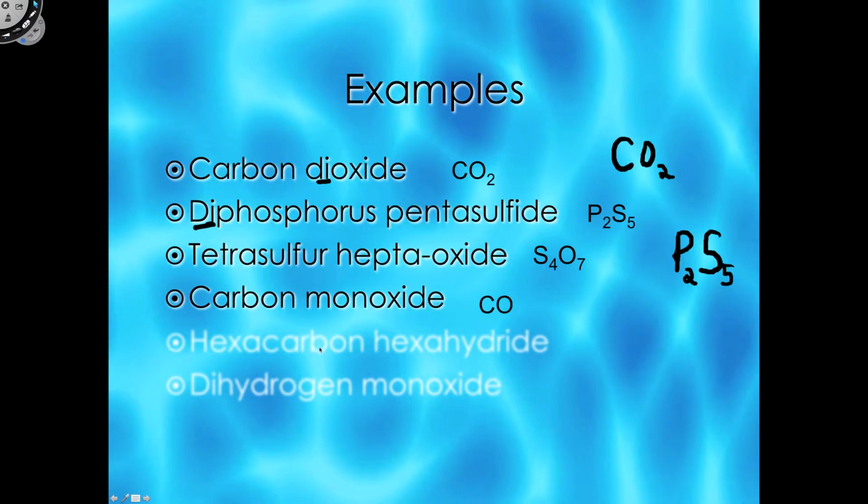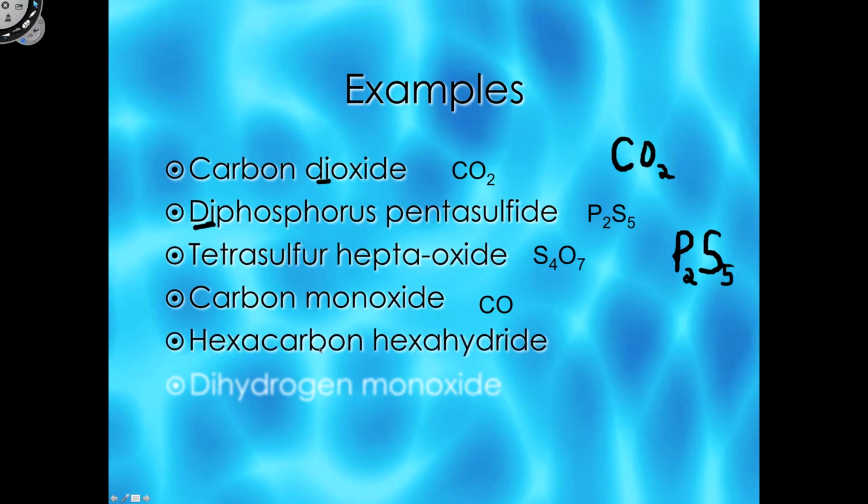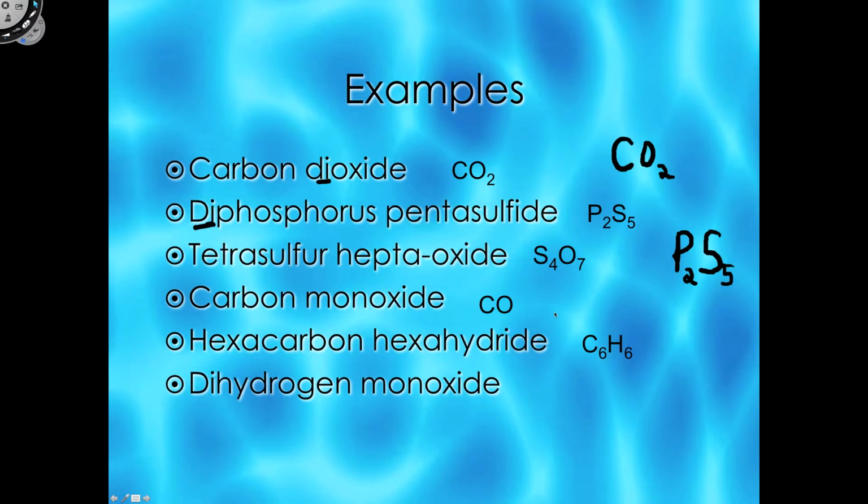So we have CO. Hexacarbon hexahydride, carbon and hydrogen, that's hydride means hydrogen. So CH, hexa means 6. There's a hexa on both words, so C6H6. And then dihydrogen monoxide, hydrogen is the first element, oxygen is the second element. Di means 2, so there's going to be a 2 on the H. And mono means 1, so yes, that would be water, H2O. This is just a fancy name for water, dihydrogen monoxide.